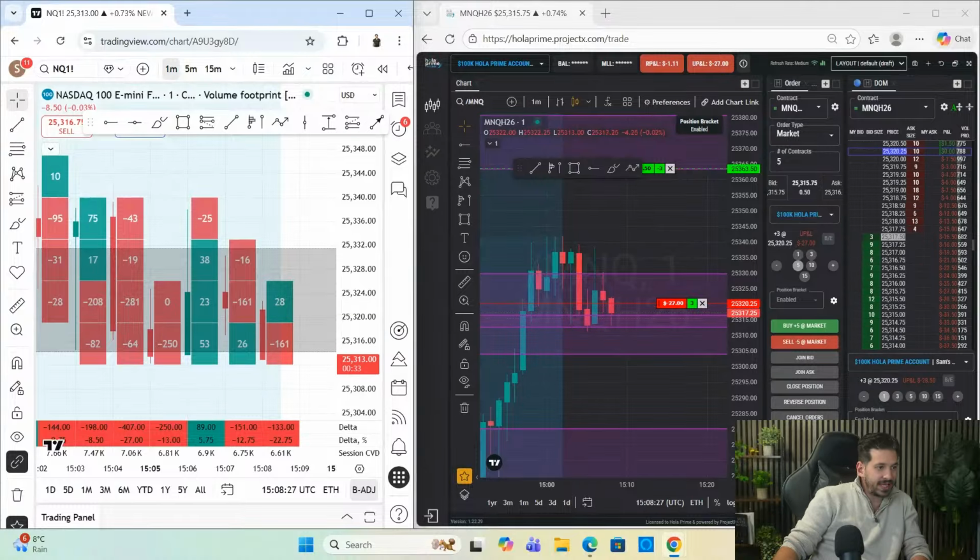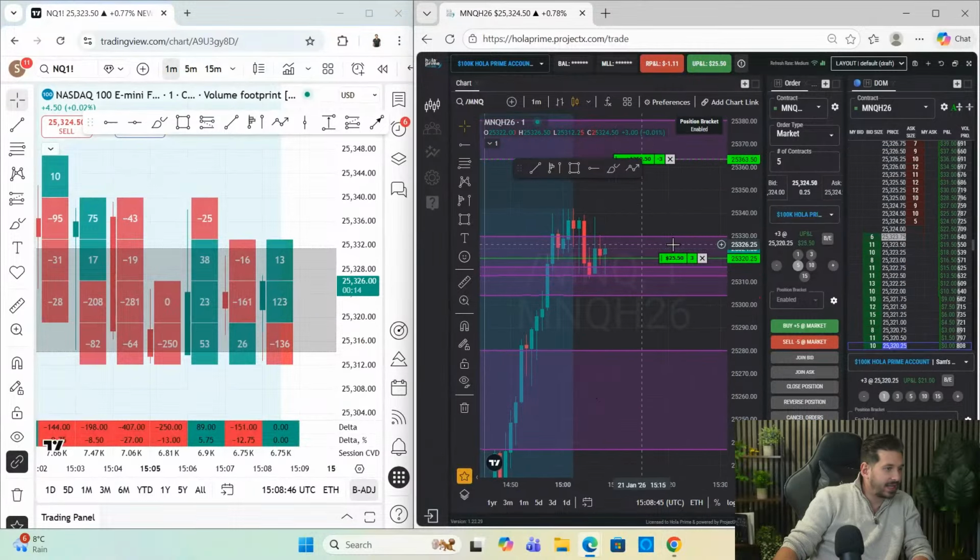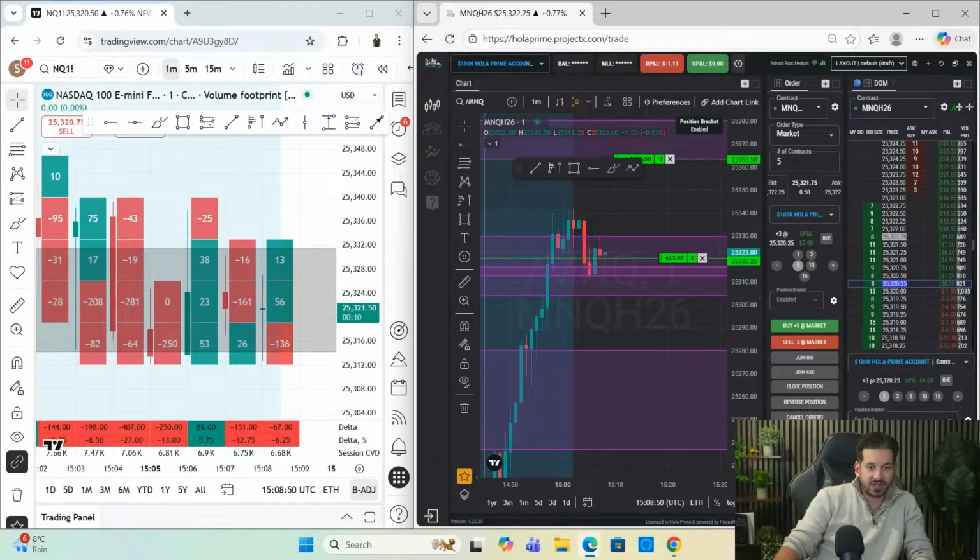That's why I got out on my cash account, because it just didn't feel ready. It didn't feel like the move was going to happen. So I'll hold it on the Ola Prime account because it could just be a little bit of consolidation. But I didn't like what I saw.